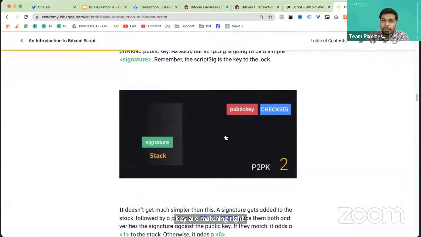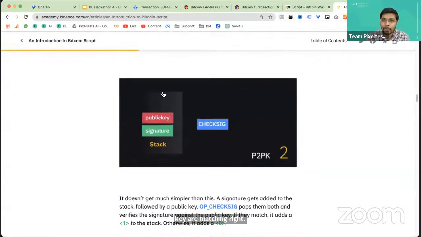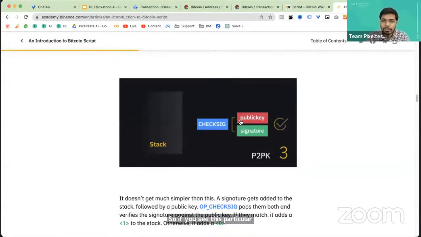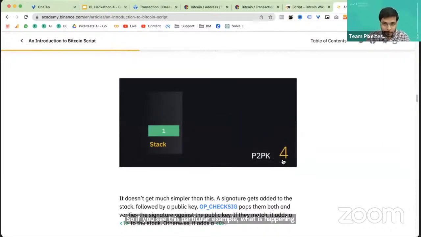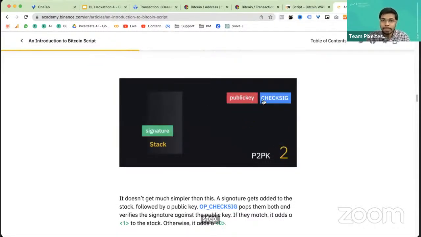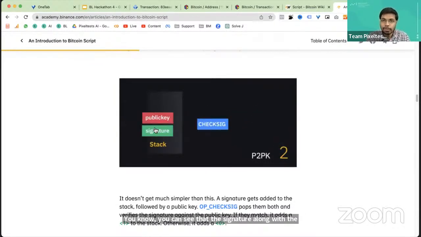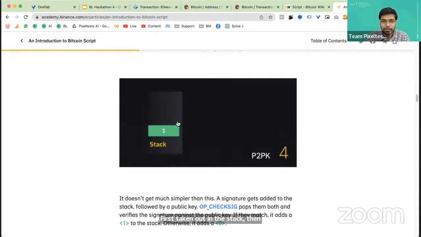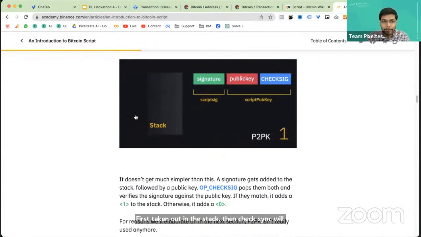So if you see this particular example, what is happening on the stack is, in the first step, you can see that the signature along with the public key and checksig are first put onto the stack, then checksig will perform the check of whether they match or not, right? So this is how the operation happens in the stack.